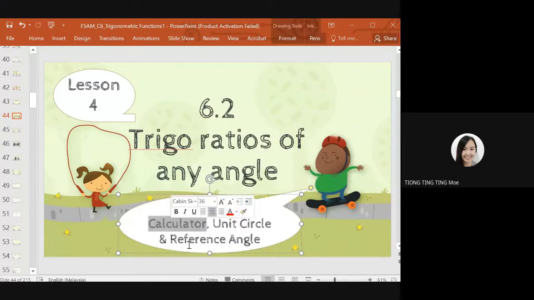Of course, the easiest one is the calculator, because you have a calculator, just press. But this is only for simple questions. Today I am going to teach you the calculator method, so that next lesson I can concentrate on how to find the answer using the reference angle. These four methods, you all have to learn because they are all in the exam scope. You have to learn, you cannot skip.